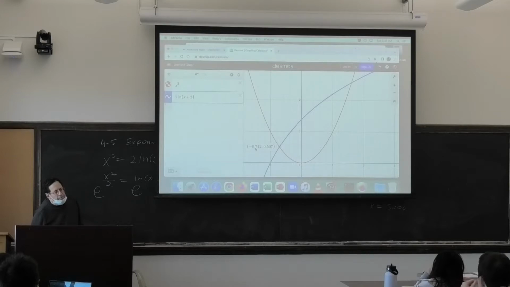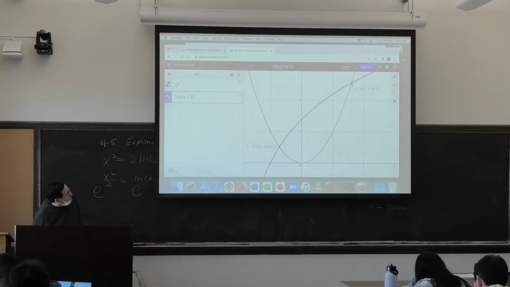Negative 0.712 is the x value. Down over here, you can see it's 1.601. So, in a pinch, you can at least get an approximate value for something like this, where we don't have a direct root.